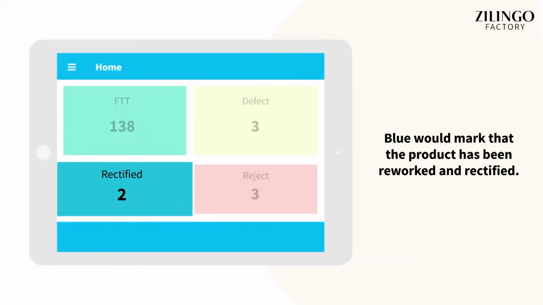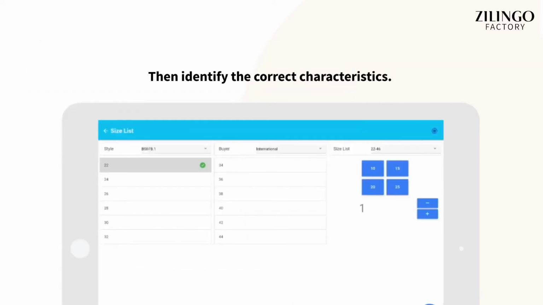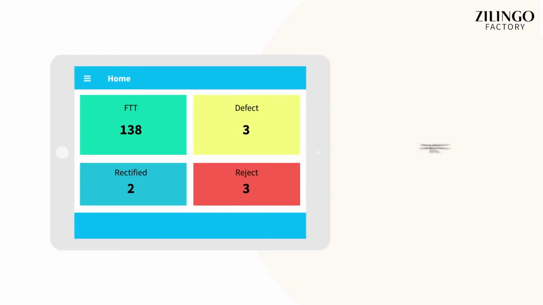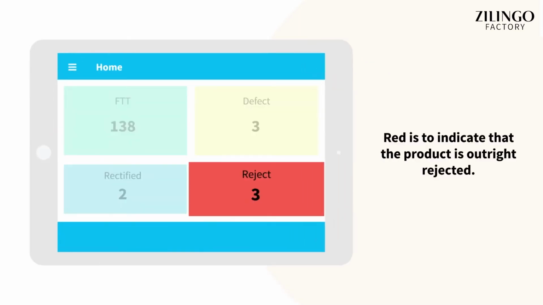Blue would mark that the product has been reworked and rectified. Then, identify the correct characteristics. Red is to indicate that the product is outright rejected.